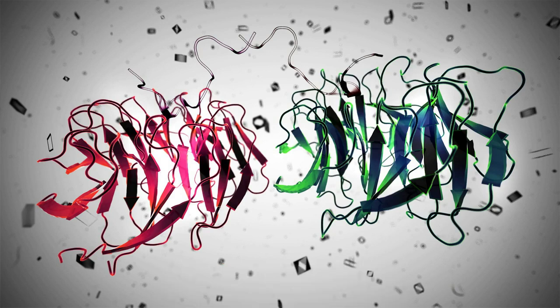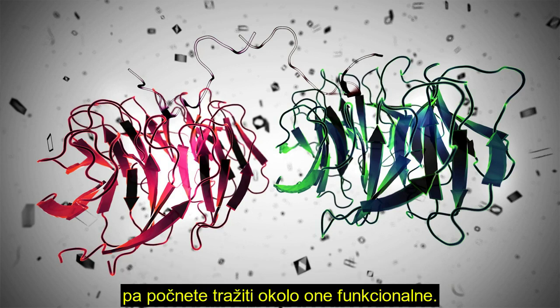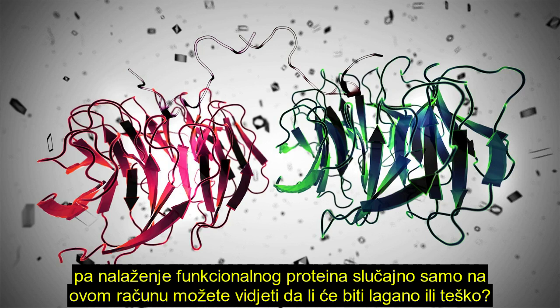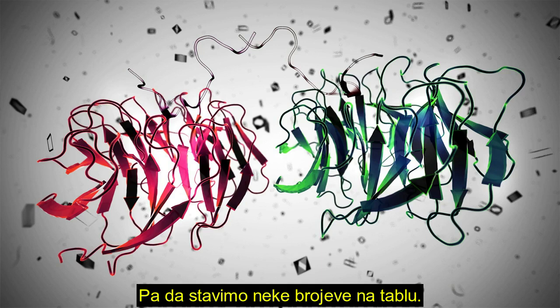In other words, if you think of all the amino acids that there could be as a big haystack, and you start searching around for the functional ones, the ratio of functional ones to non-functional ones is like 1 to 10 to the 74. That's the ratio. So finding a functional protein by chance, just on this calculation, you can see is going to be easy or hard? Pretty hard, pretty hard. So then we're going to start putting up some numbers on the board.